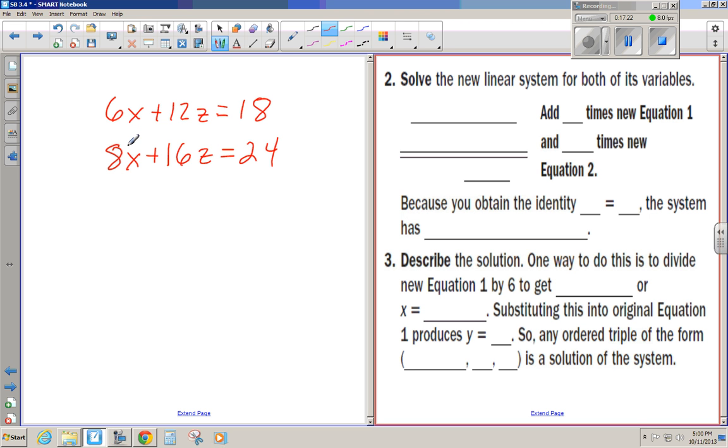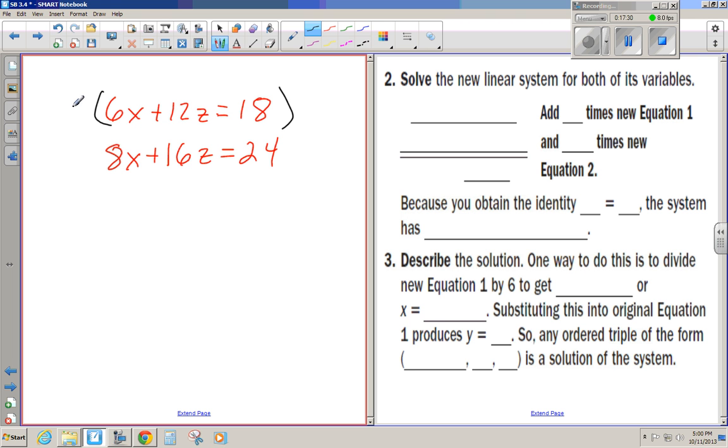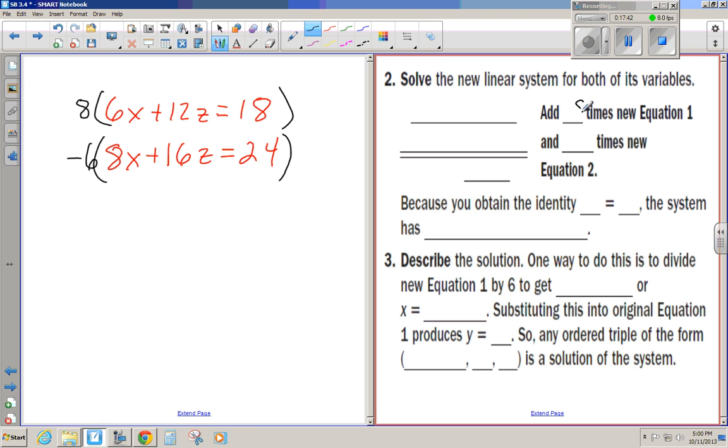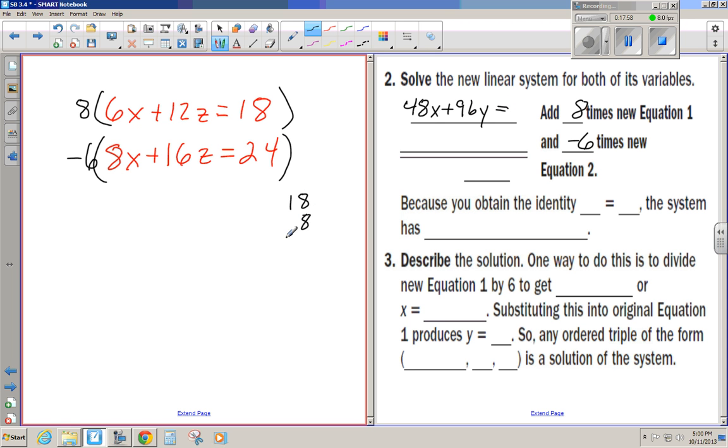I'm going to tell you that we're just going to go ahead and multiply the top equation by 8 and the bottom equation by negative 6, because we want these numbers to be opposites. Now that means there are going to be some larger numbers that we're going to have to work with. But 8 times 6 is 48x plus 96z equals 18 times 8, 144.